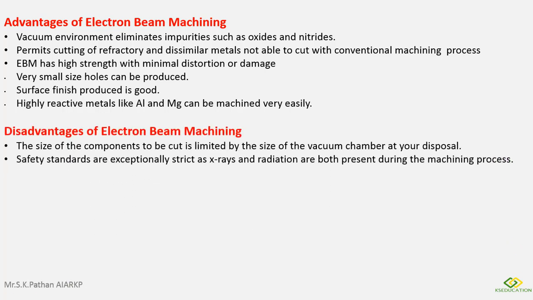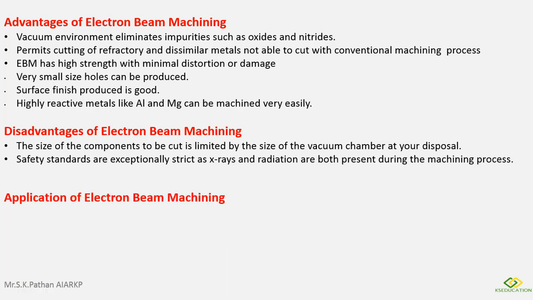Disadvantages of electron beam machining. The size of the component to be cut is limited by the size of the vacuum chamber at your disposal. Secondly, safety standards are exceptionally strict, as X-rays and radiation are both present during the machining process.